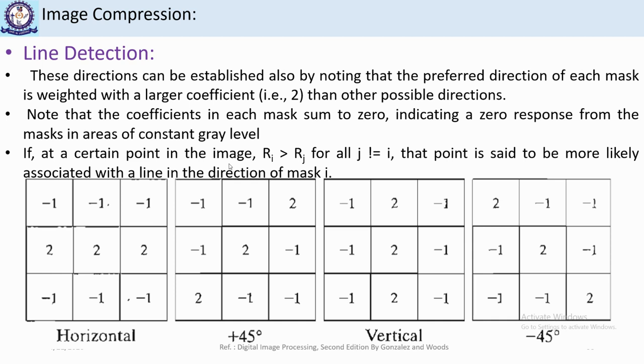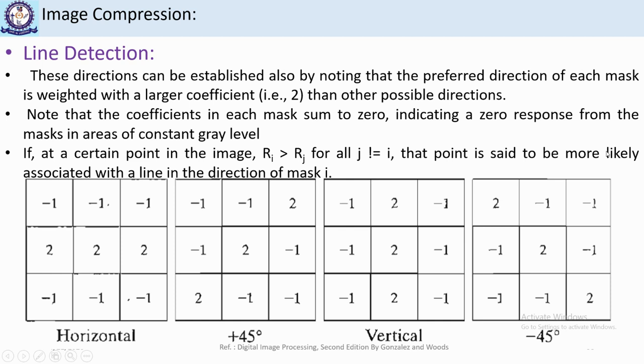Moving forward, we have line detection. So for line detection, we have these different types of masks. For horizontal line detection, we have this mask. In this, the middle horizontal line will have the coefficients 2, 2, 2, and remaining all will be minus 1. For plus 45-degree line detection, we have the coefficients 2, 2, 2 in the diagonal direction, and remaining all are minus 1. For vertical, the vertical middle line coefficients will be 2, 2, 2, and remaining are minus 1. And for minus 45-degree line detection, we have the coefficients in this diagonal 2, 2, 2, and remaining are minus 1.